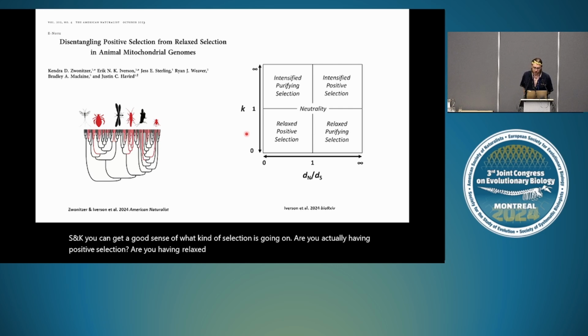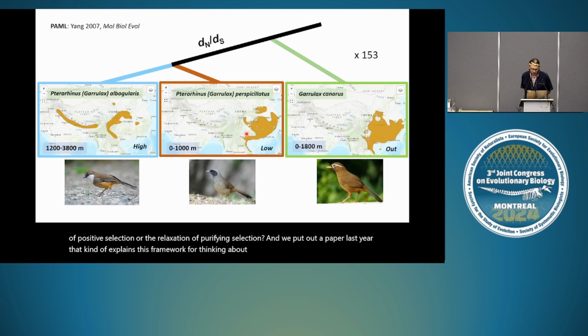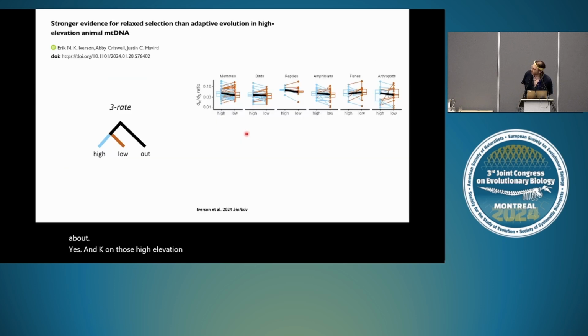Is that relaxed selection the relaxation of positive selection or the relaxation of purifying selection? We put out a paper last year that explains this framework for thinking about adaptation. We made 150 of these comparisons, where we take a high elevation species, compare it to a low elevation sister species, and polarize that with a low elevation outgroup so we can ask about DN/DS and K on those high elevation branches. This is a preprint now that you can look up if you're interested.